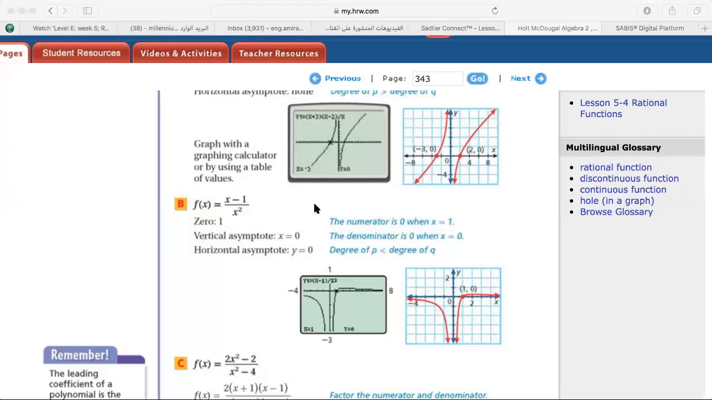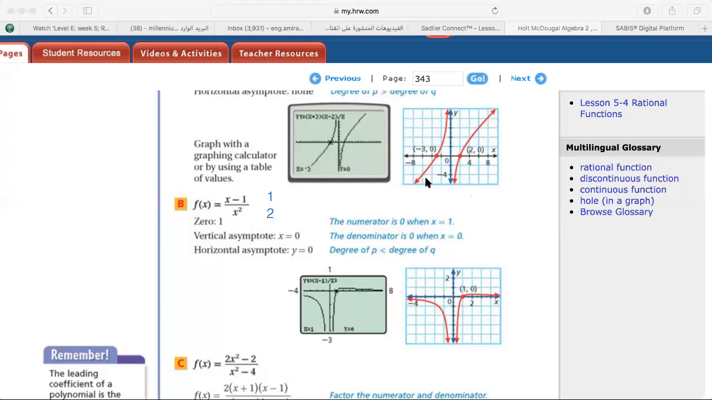Example B, x minus 1 over x squared. So for the zeros of the function, x minus 1 is equal to 0, so x is equal to 1, so the zero of the function is 1. The vertical asymptote is the value of h. I don't have one here, so it is equal to 0. Let's see here the degree. Up, the degree is 1, because the exponent here is 1. Down, the degree is 2.